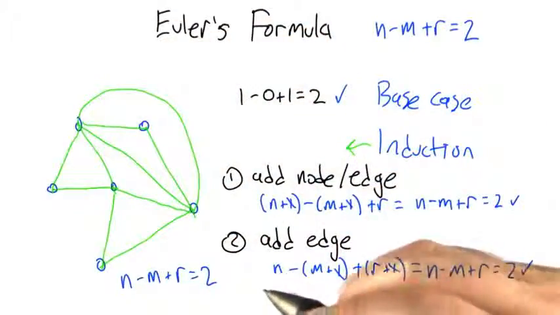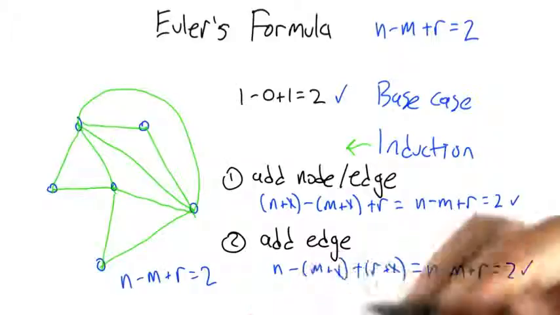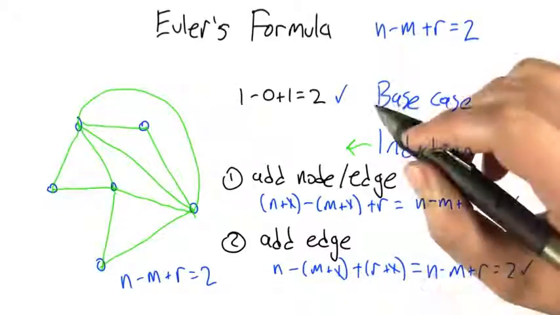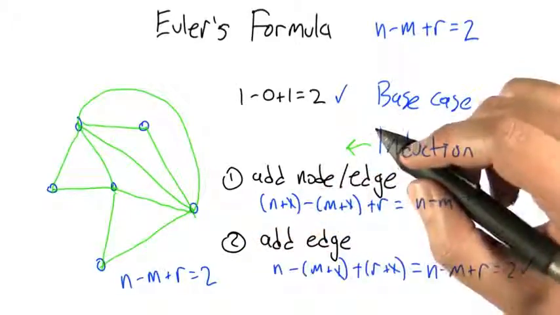If we add an edge and a node together, the region count stays the same, but the number of nodes goes up by 1. So no matter what you do, this formula keeps holding. Pretty cool.